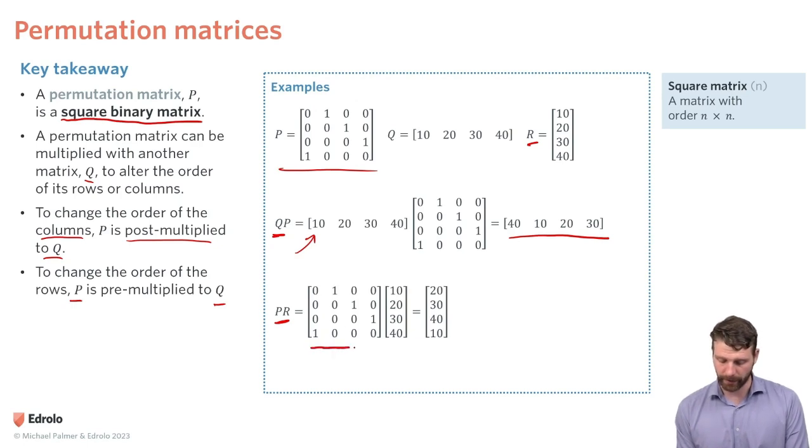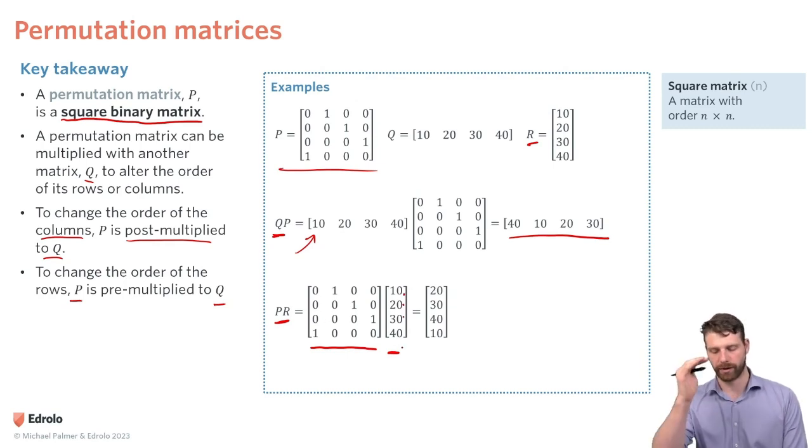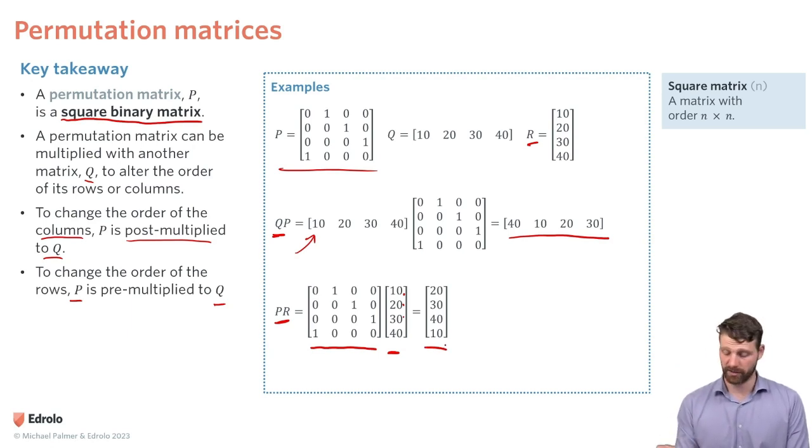So here you can see I've got the same P times this column matrix R, and it's in ascending order 10, 20, 30, 40, and after we do the multiplication, see that it goes into a different order, 20, 30, 40, 10. Okay, let's push forward.